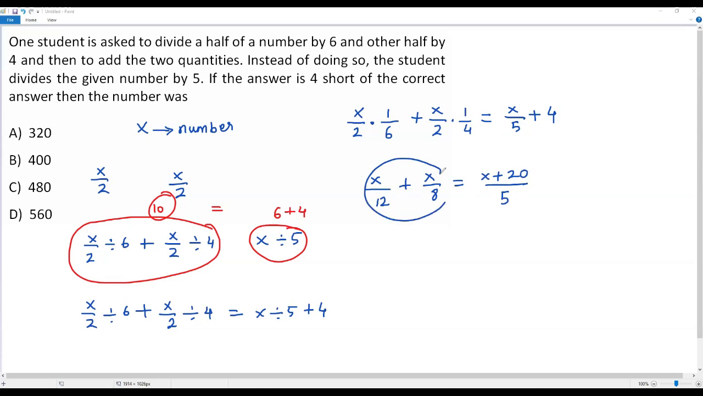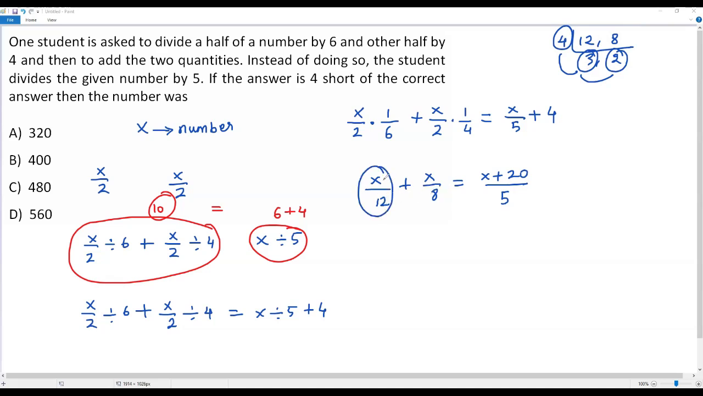Now to add these two fractions, we can find the least common multiple of the two denominators, 12 and 8. Let me write them in L division. The greatest common divisor for 12 and 8 is 4. When I divide 12 by 4, I'm getting 3. When I divide 8 by 4, I'm getting 2. Now there is no common divisor for these two numbers other than 1, so we stop the process and multiply the circled numbers. 4 times 3 is 12, 12 times 2 is 24. That is the least common multiple of 12 and 8. We can make each of these two denominators 24.